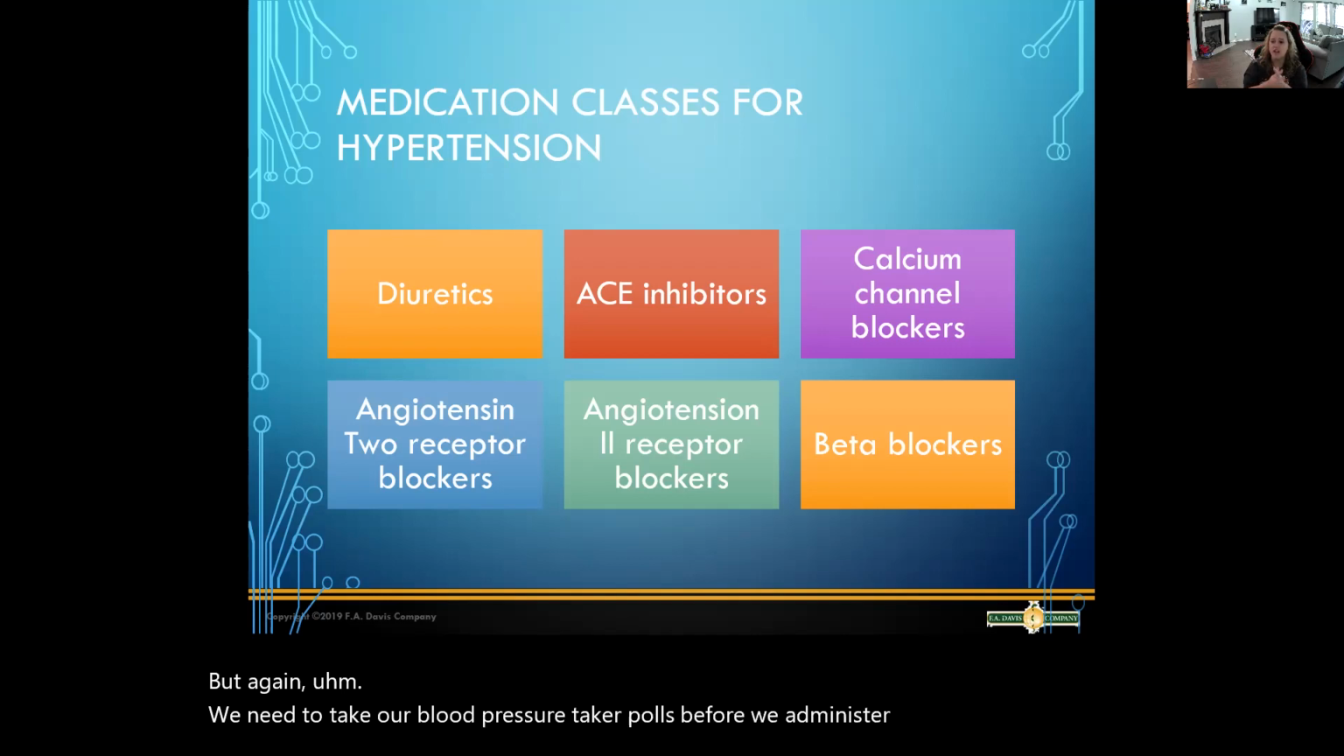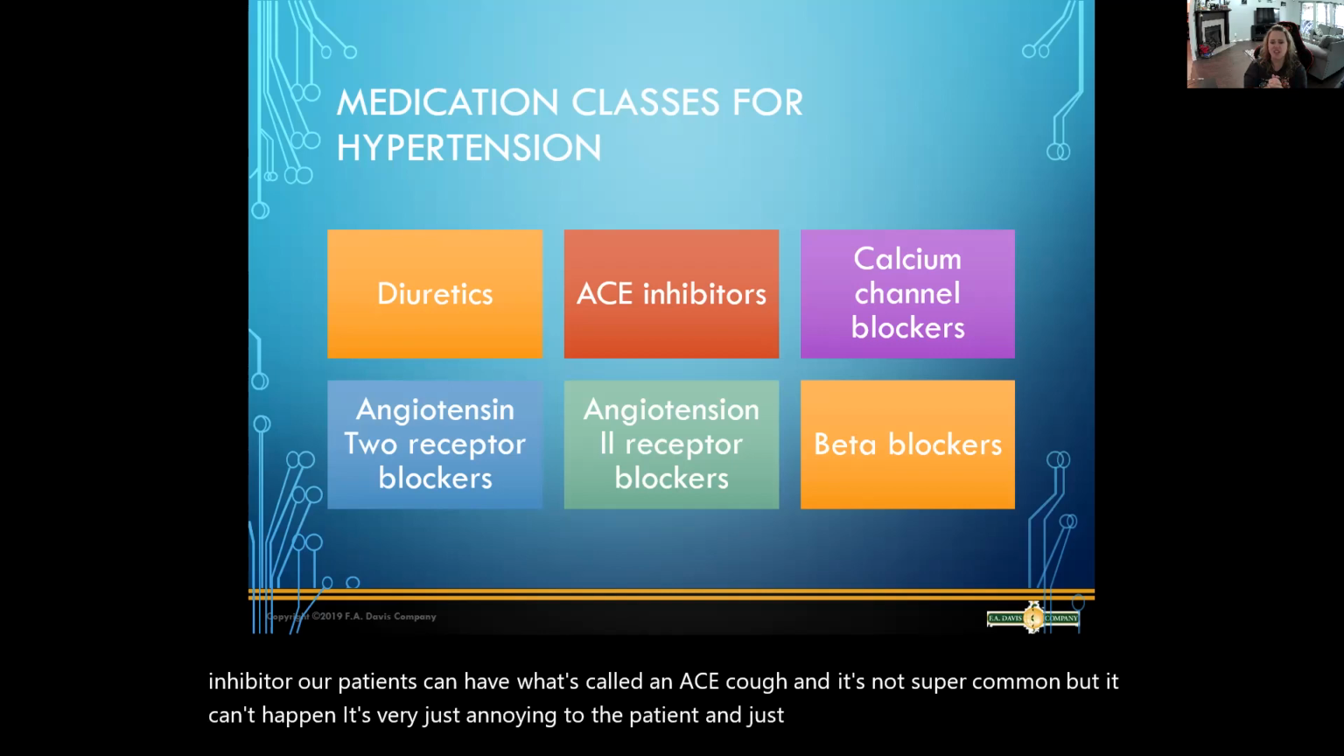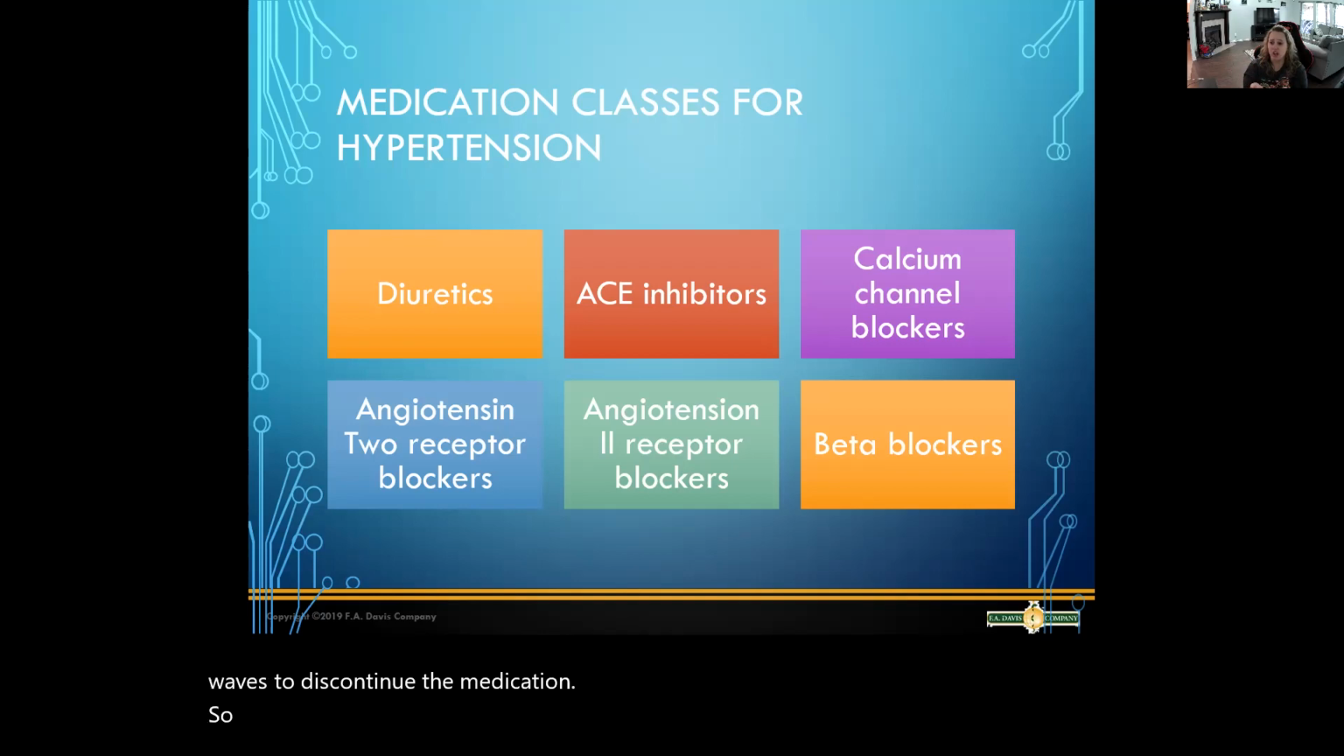And with an ACE inhibitor, our patients can have what's called an ACE cough. It's not super common, but it can happen. It's very annoying to the patient and not a pleasant side effect. They can have a dry cough that doesn't go away. And the only way to make the cough go away is to discontinue the medication. So some people can't tolerate an ACE.